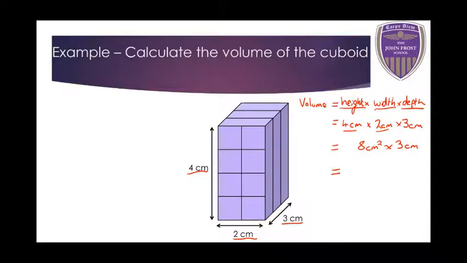And 8 times 3 is 24 again, and the units will be centimeters cubed. Because we were dealing with centimeters, and because this is a volume, it will be centimeters cubed. So the final answer for this shape is 24 centimeters cubed. Let's have a look at one more example.